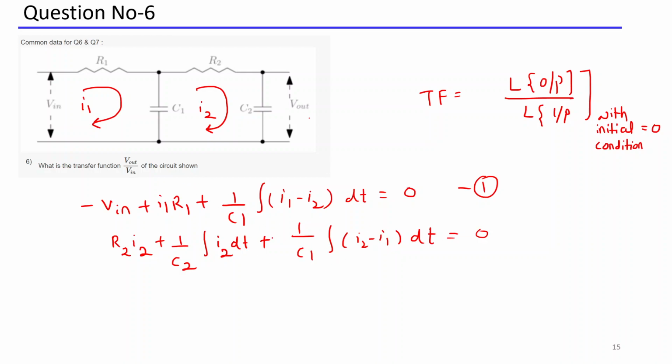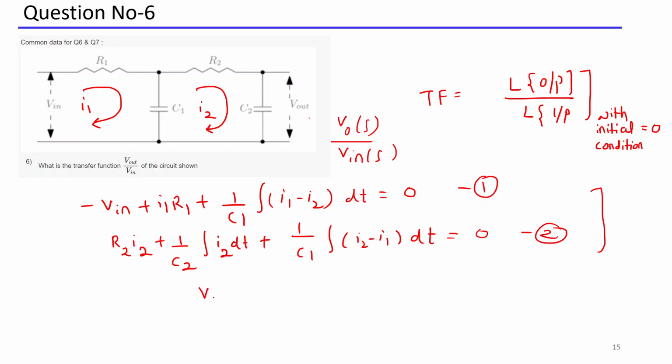Find the Laplace transformation of these two equations. I think you can solve this. If I solve it, it will take half a page. But in these two equations, the V naught term is not coming, and you need to find V naught(s) by V in(s). So you need another equation.